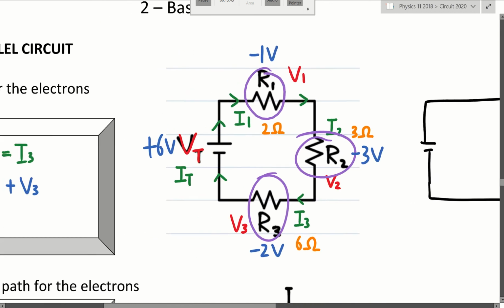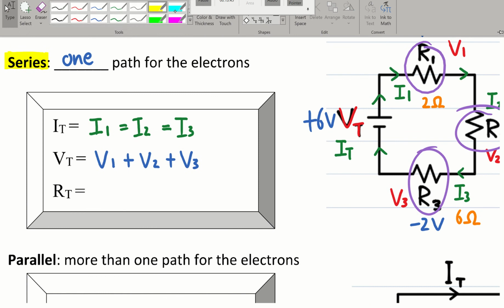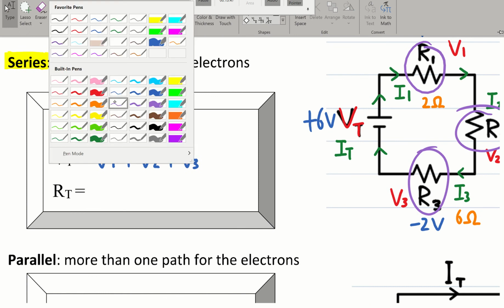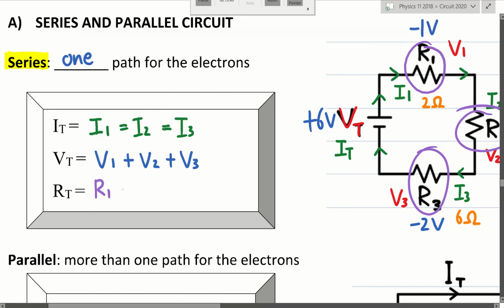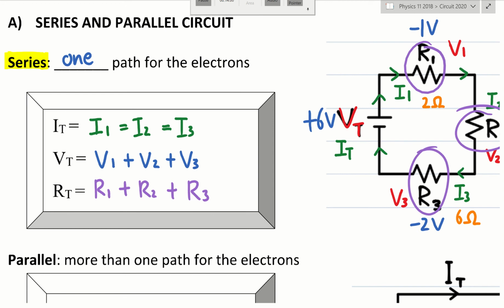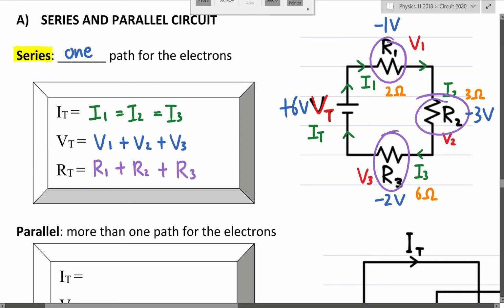Okay, now for resistance, what we do is add them up: R1, R2, R3. Of course, you can have more than 3. But if you only have 3 and they're connected in series, this is what the diagram looks like. Okay, so next one, parallel.